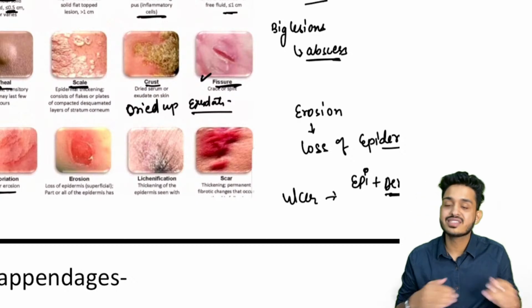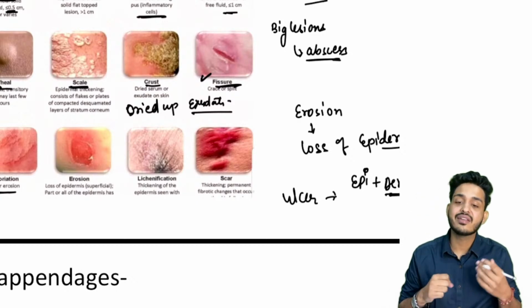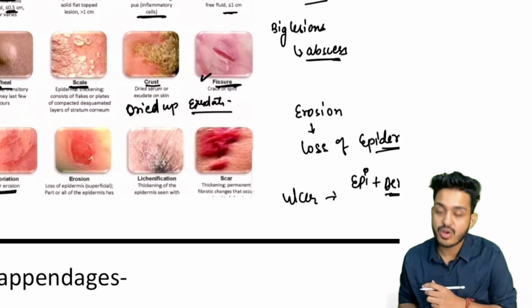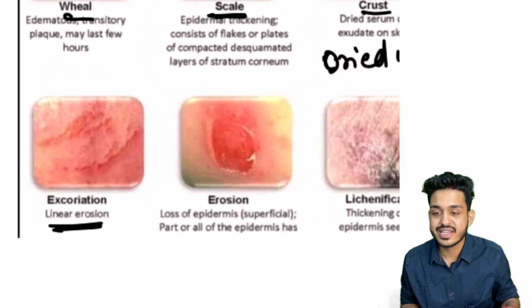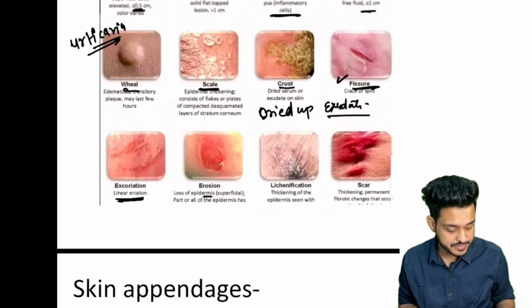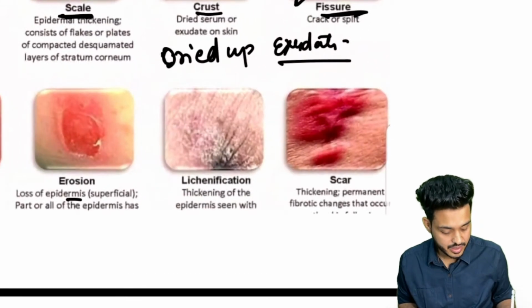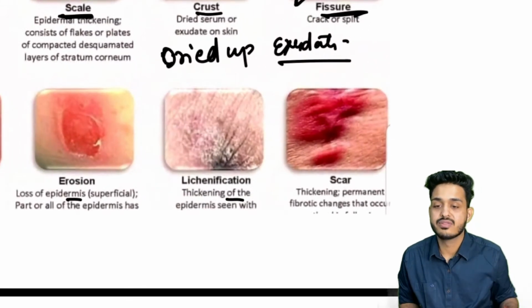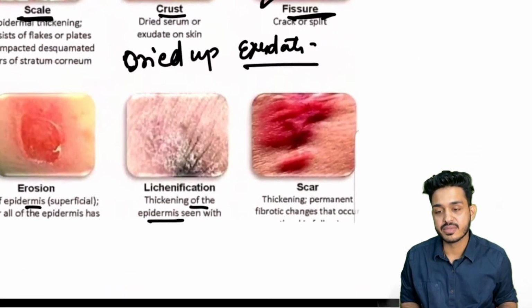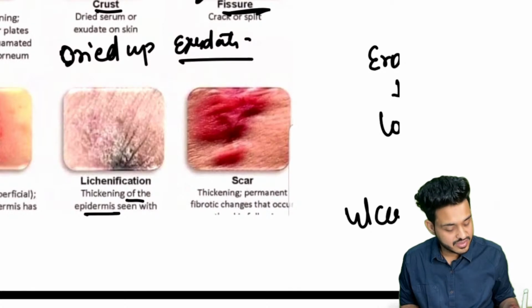Before that, if only the epidermis is damaged, then we call it erosion. And linear erosion we call excoriation. Erosion will be loss of epidermis. Lichenification will be seen in, we will be studying about lichen planus, so that would be thickening of epidermis. Okay, thickening of epidermis. And this one is your scar.